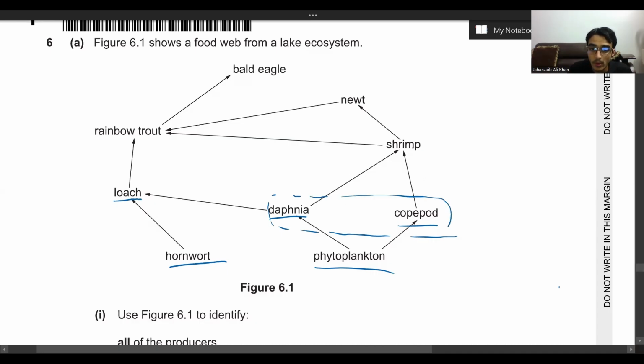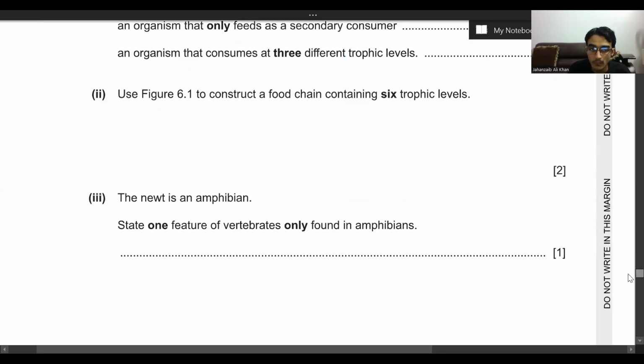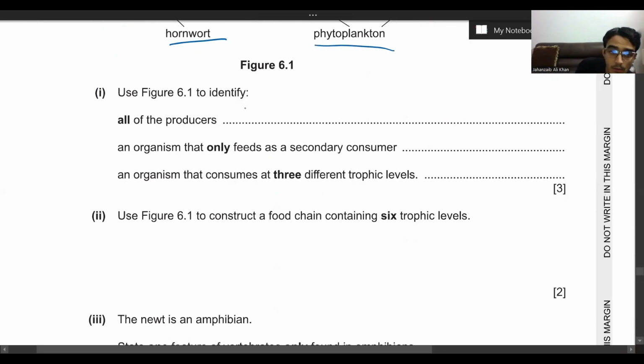are going to be fed on by secondary consumers like shrimp, which is going to be fed on by newts. Both of these are going to be consumed by the rainbow trout, which is also going to consume a primary consumer here, the loach. And this rainbow trout is going to be consumed by the apex predator here, the bald eagle. Okay? So the producers here are hornwort and phytoplankton.